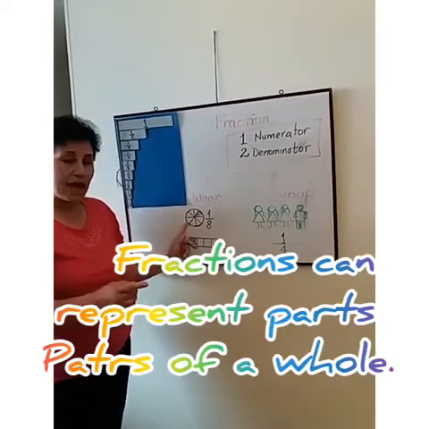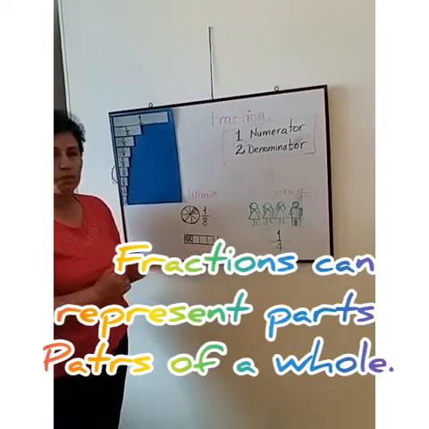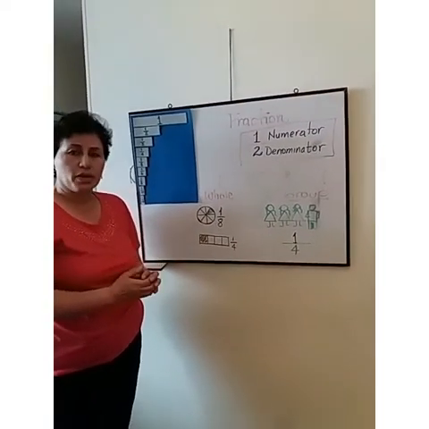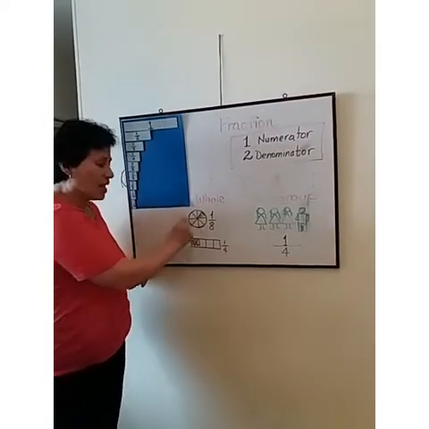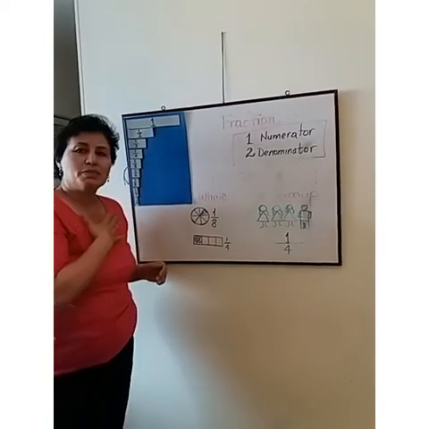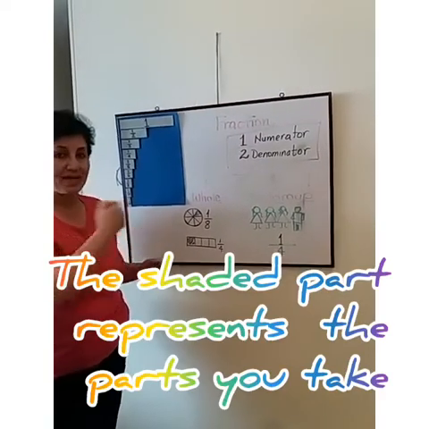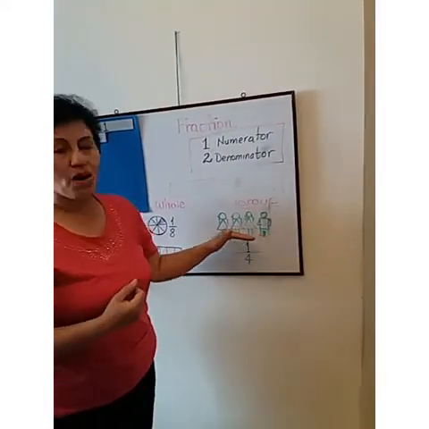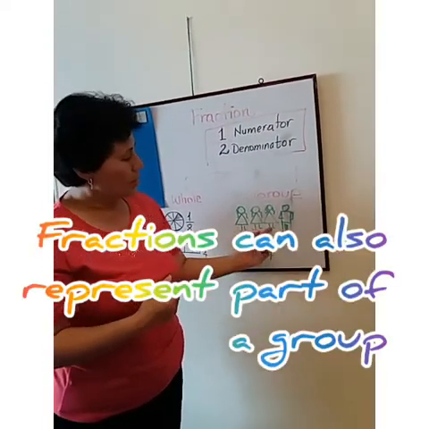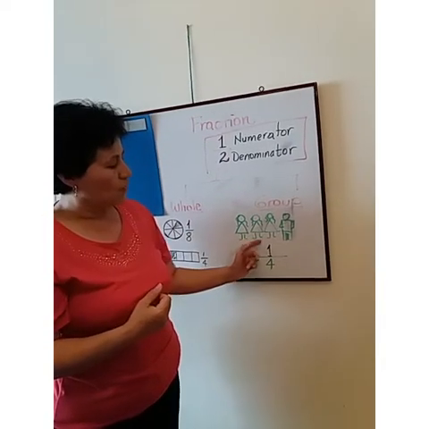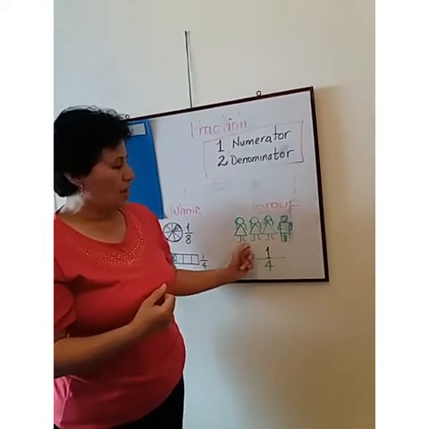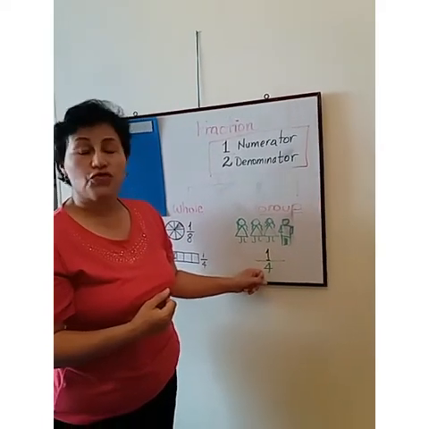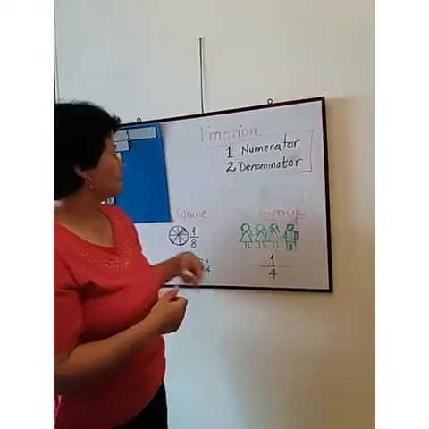Like when the cake is divided into equal parts. Like when the chocolate bar is divided into equal parts. When we represent a shaded part, that is the part that we eat or that we take. But a fraction can also represent part of a group. In here, I have a group composed of 4 students. 3 girls, 1 boy. 1 out of the 4 is a boy.